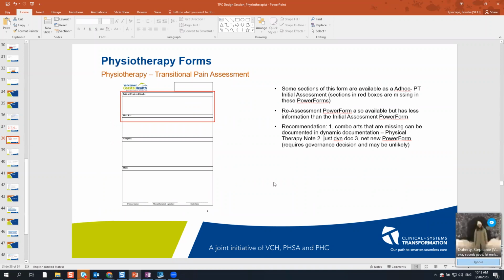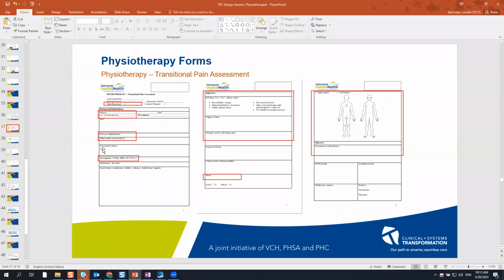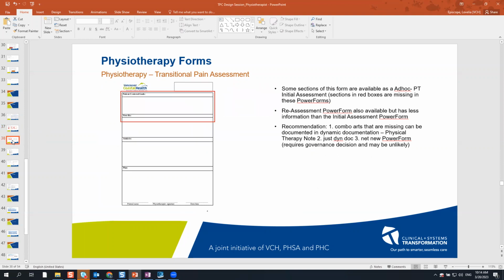So either a combination of documenting in those power forms with sections that are available, or a combination of half of the power form and then half a dynamic doc, or keeping it as a regular dynamic doc with auto text template, or a new power form, which again would require a decision as it can be used by other sites.